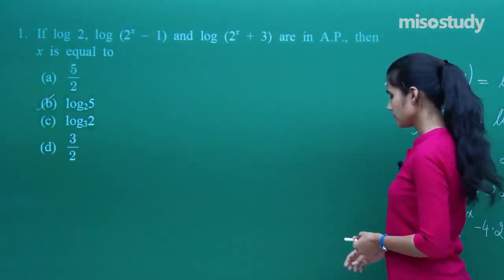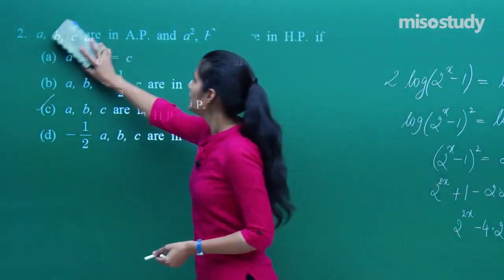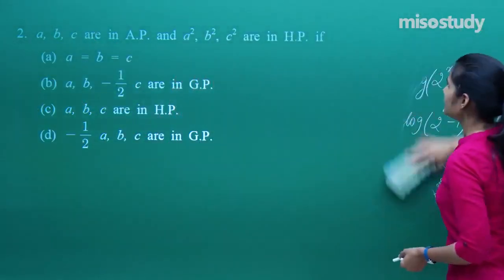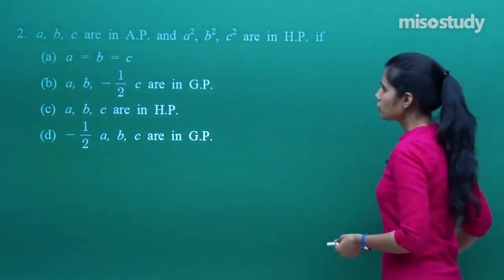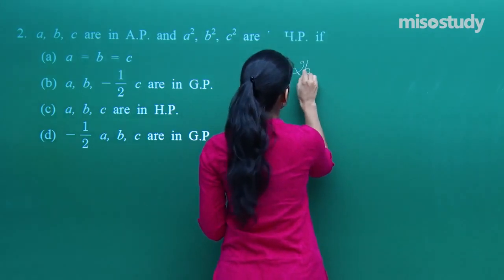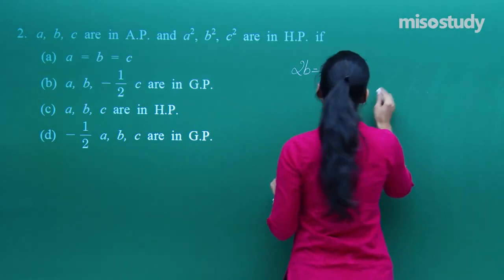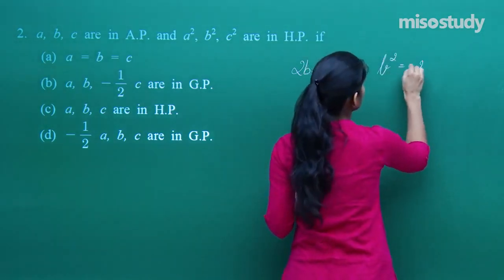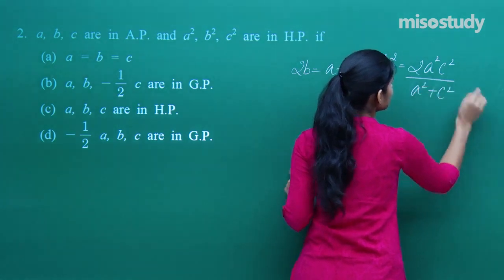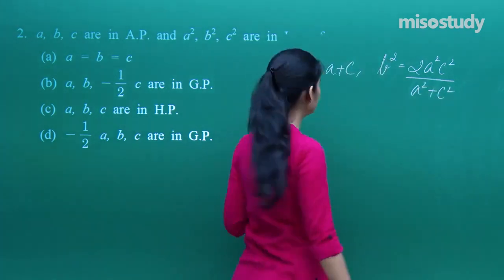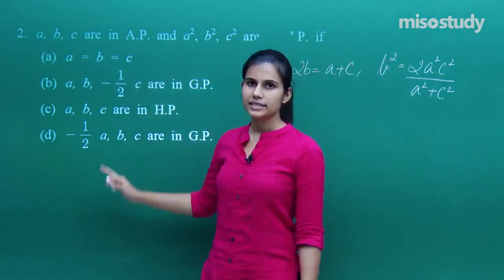Next question says what? It says that a, b, c are in AP and a square, b square, c square are in HP. So, a, b, c are in AP means that twice of b equals a plus c, and a square, b square, c square are in HP means that b square equals twice of a square c square upon a square plus c square. Clear? Now, it asks what is the condition between a, b, c which they are going to follow?